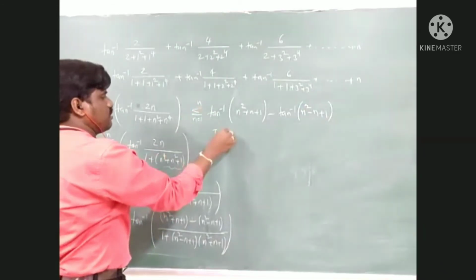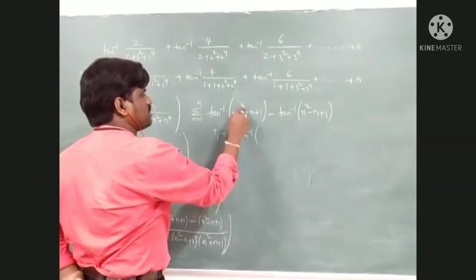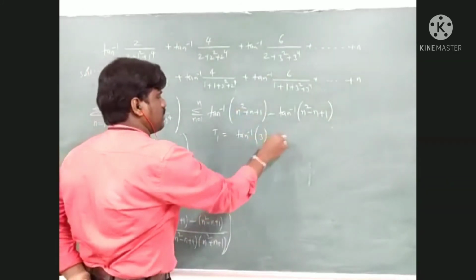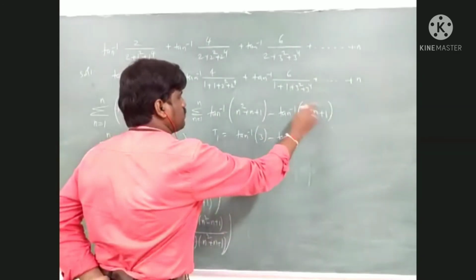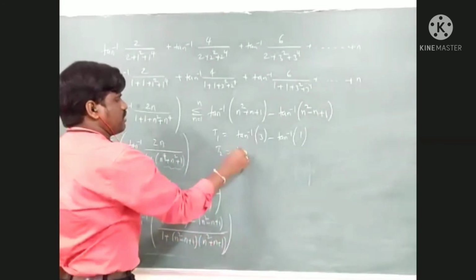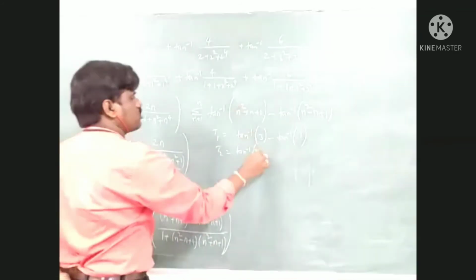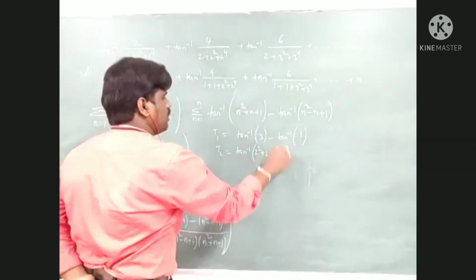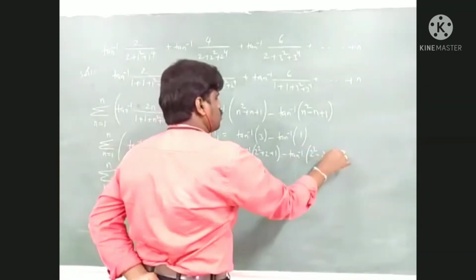Now T1, I use. T1 will be what? Tan inverse of 1 square plus 1 plus 1, that is 3, minus tan inverse of 1 square minus 1 plus 1, that is tan inverse 1. So T2 is equal to what I get? Tan inverse of 2 square plus 2 plus 1 minus tan inverse of, I can write as, 2 square minus 2 plus 1.